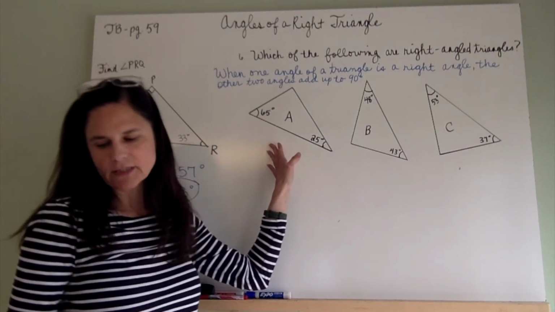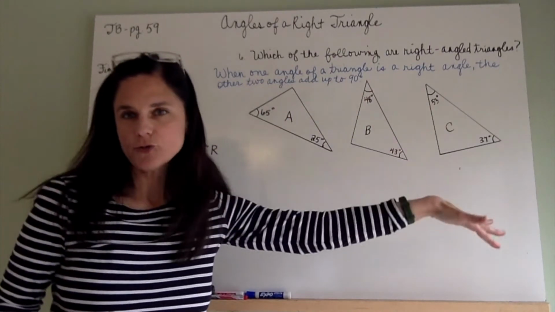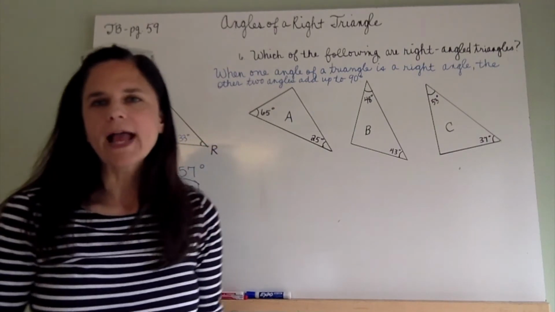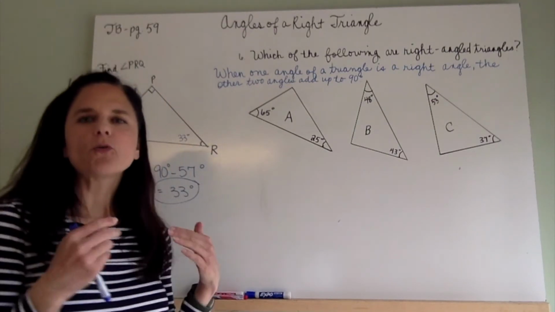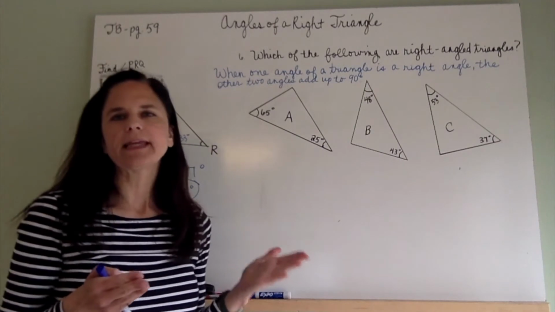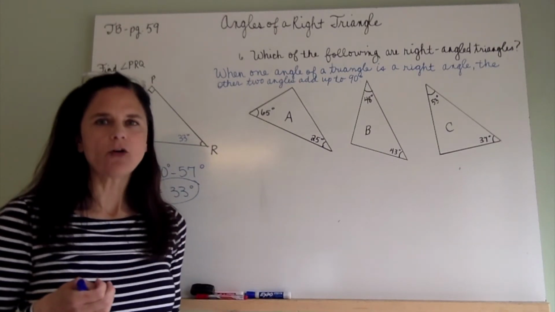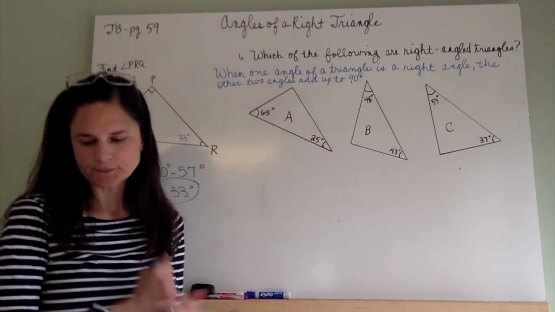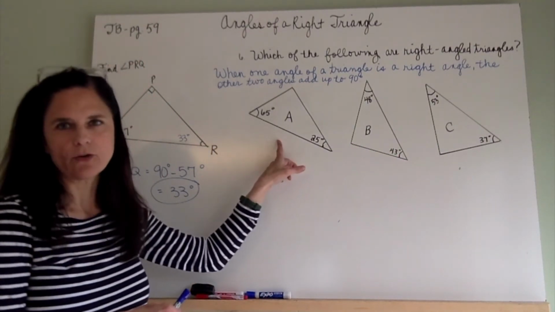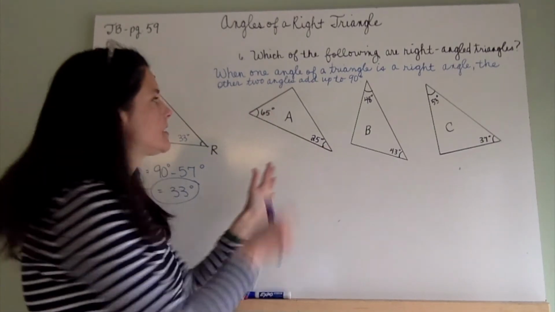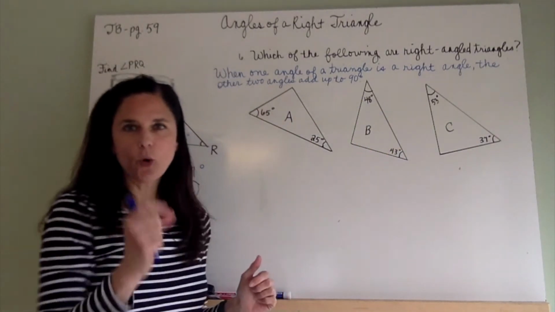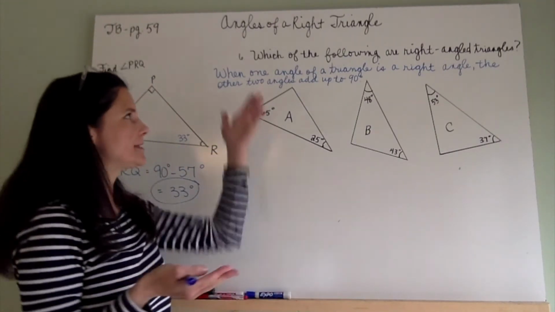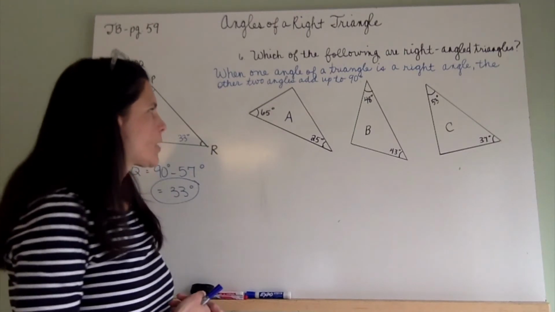I'm on number 6 now on page 59, and I've drawn the triangles on that page, and it says, which of the following are right-angled triangles? So this time we're not necessarily being asked to find an unknown angle. We're just being asked, are these right-angled triangles? So let's look at triangle A here. Now you should also notice that we don't see a square in any of the corners of the triangle, so you can't rely on that. You're going to have to make some calculations based on this property of right-angled triangles.